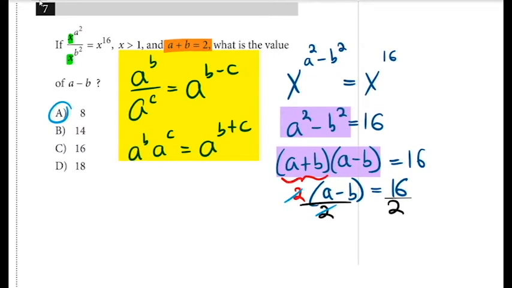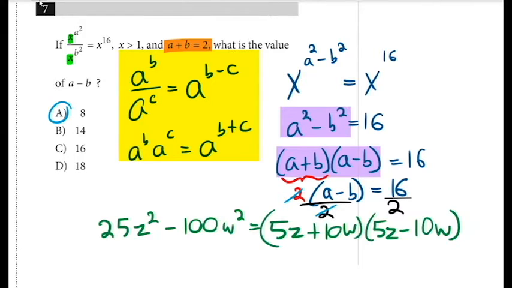Just a little bit of extra practice on differences of squares if you need it. Let's say that we had 25z squared minus 100w squared. It's a difference of squares because there's a minus sign in between. That's the difference. And both of these are perfect squares. So we take the square root of each piece with a plus and a minus, and it looks kind of like this. 5z plus 10w, 5z minus 10w.